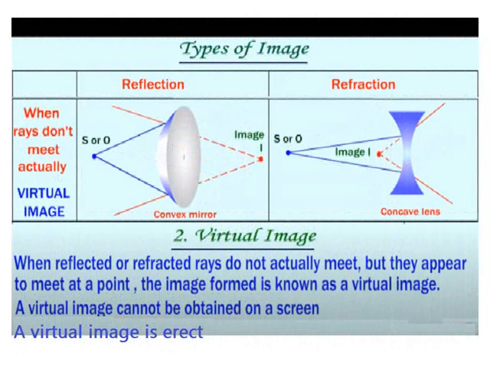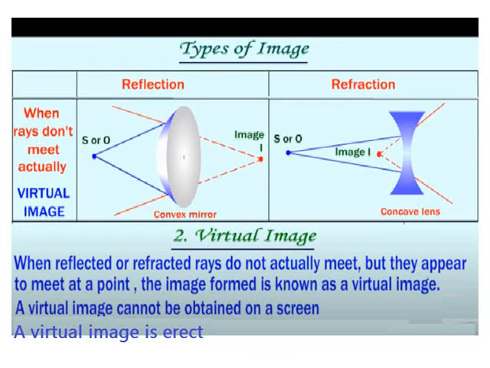This slide explains to you the virtual image. Now you see the two diagrams here. One is a convex mirror and the other one is a concave lens. A convex mirror has a reflecting surface outside. So the blue color dot S is the source or object.